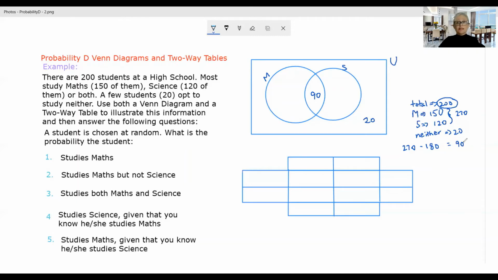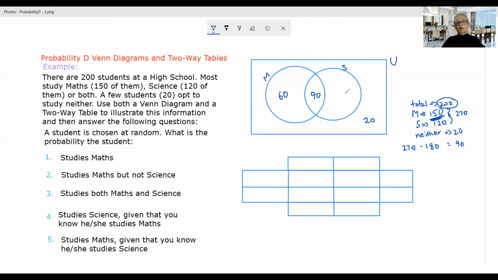So that 90 extra must have been these students who were counted twice. So that's the overlap there. How do we work out what's going to go here? Well, here will be those who do maths but not science. So there is a total of 150 in here. So what must this number be? It will be 150 minus 90, which is 60.